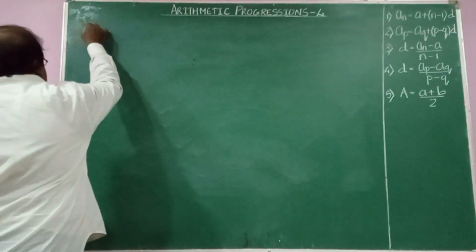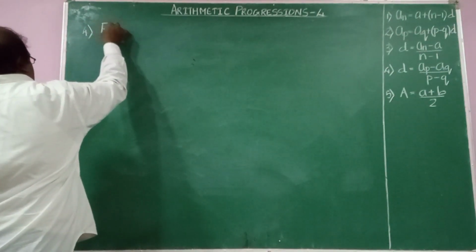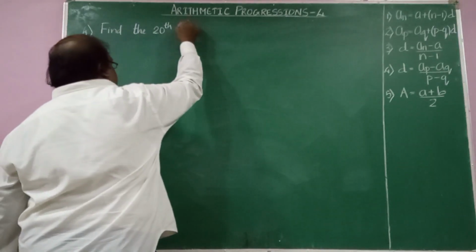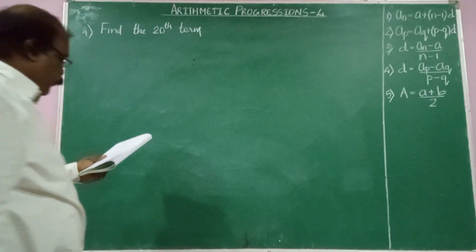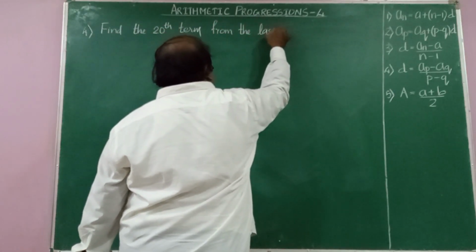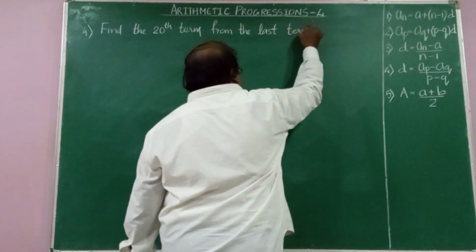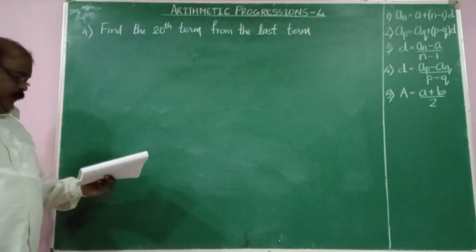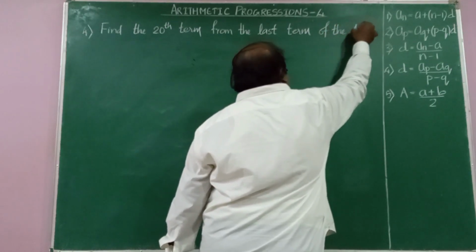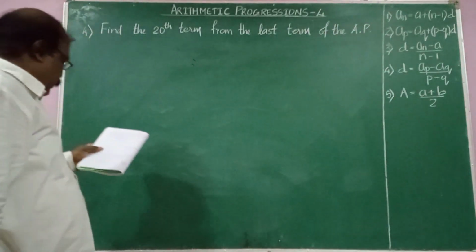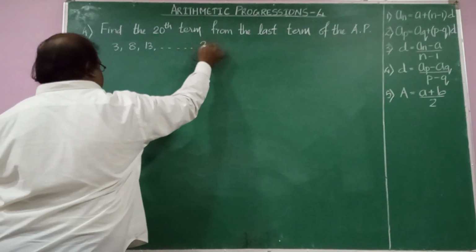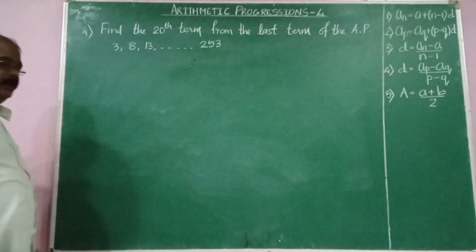Find the 20th term from the last term of the arithmetic progression 3, 8, 13, and so on, till 253.